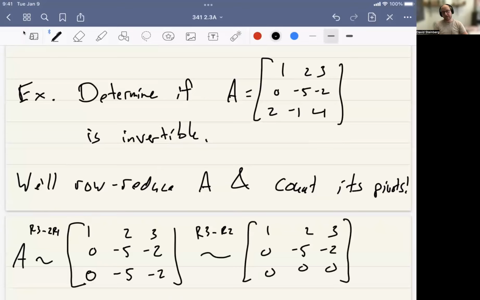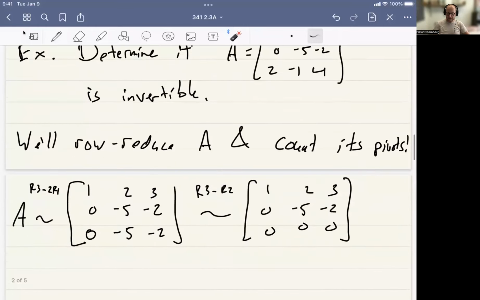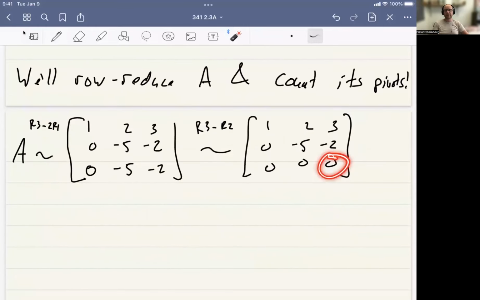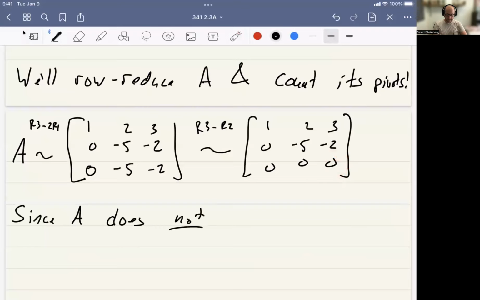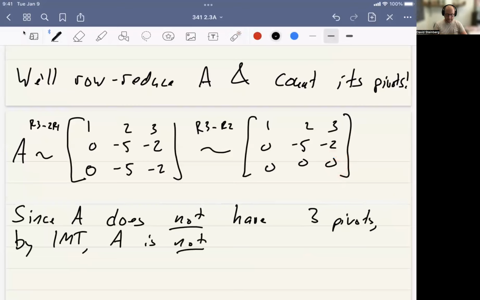We now have at most, or really exactly, 2 pivots. So since we don't have 3 pivots, we can't be invertible. Alternately, since we don't have a 1 here, we can't possibly be row equivalent to the identity matrix. In either case, the invertible matrix theorem says our matrix is not invertible. So since A does not have 3 pivots, by IMT, A is not invertible.